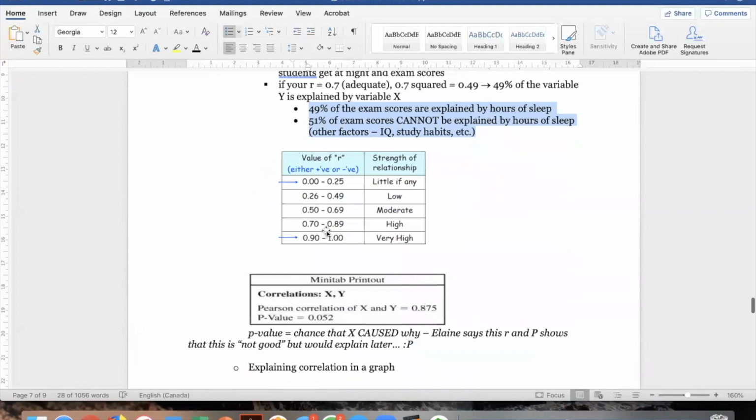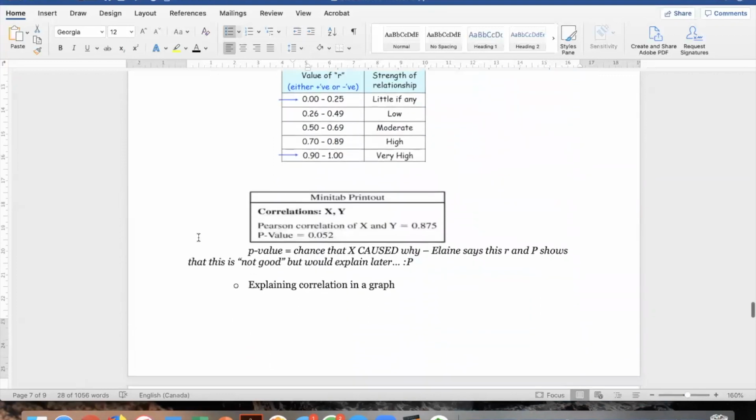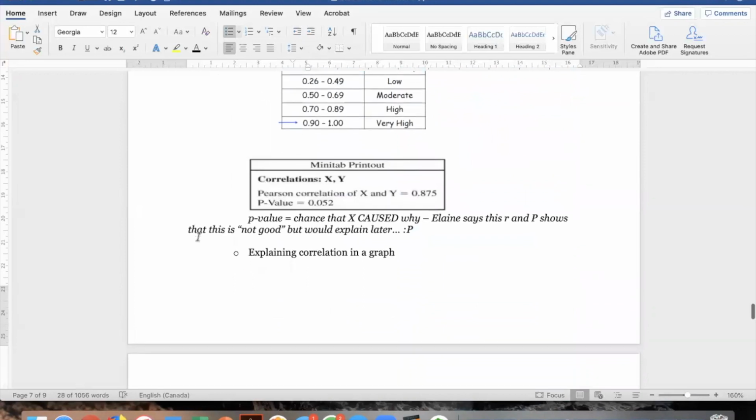This is a high strength of relationship. This is a low one. A Minitab printout doesn't look like that because this isn't Excel.